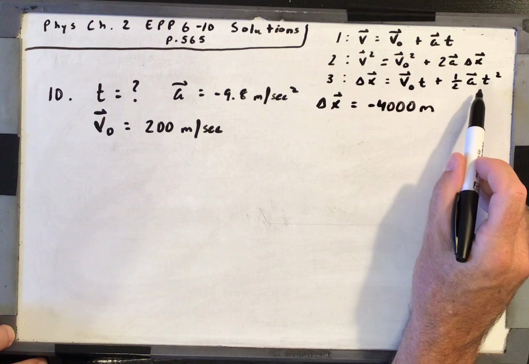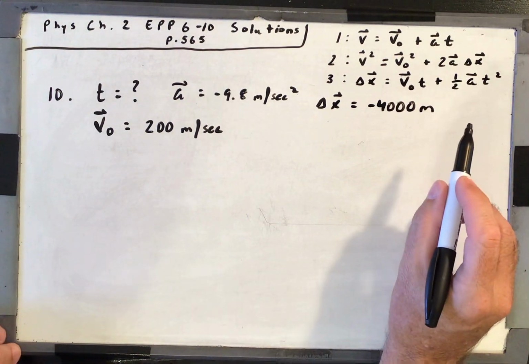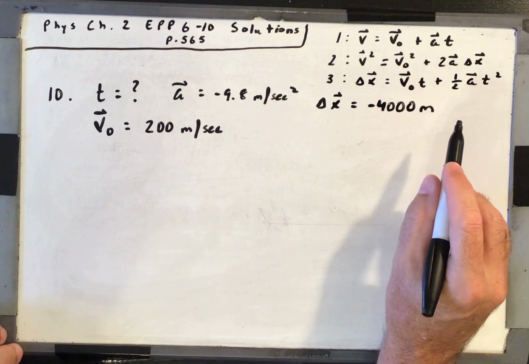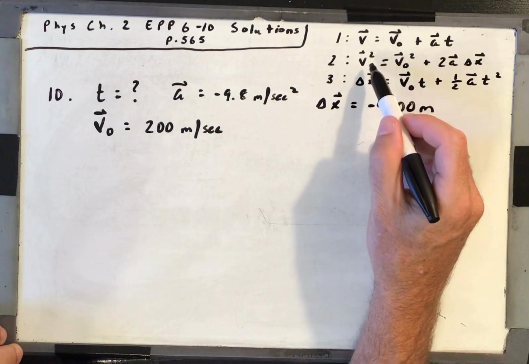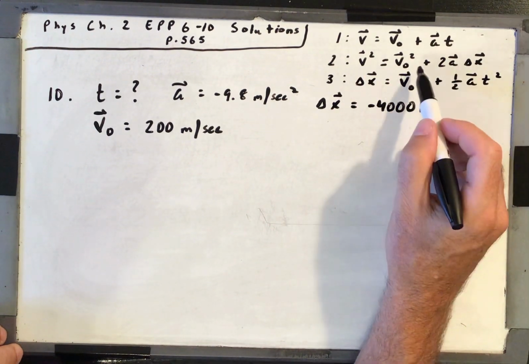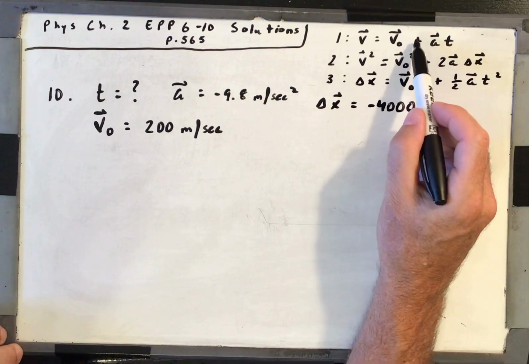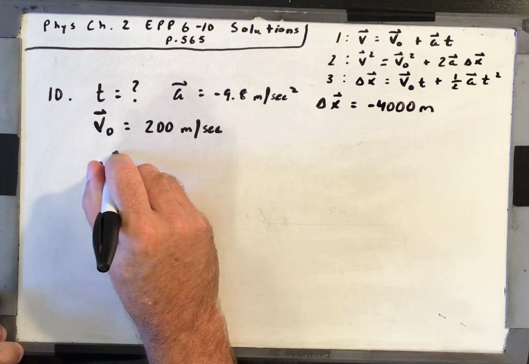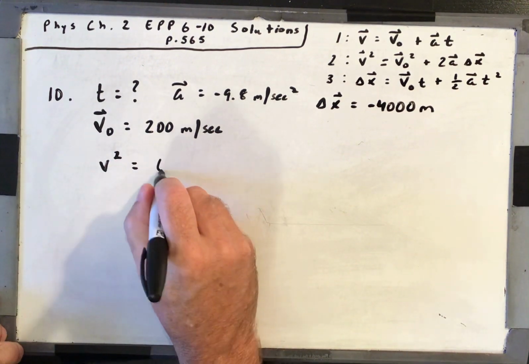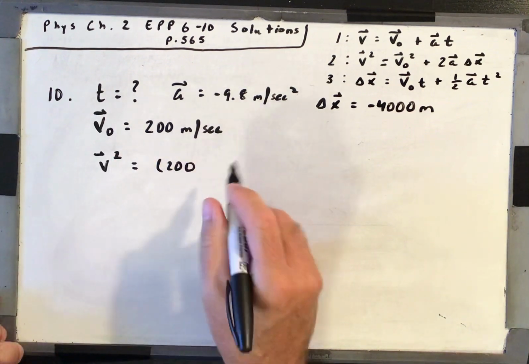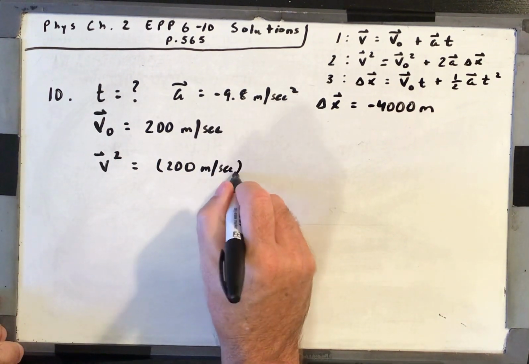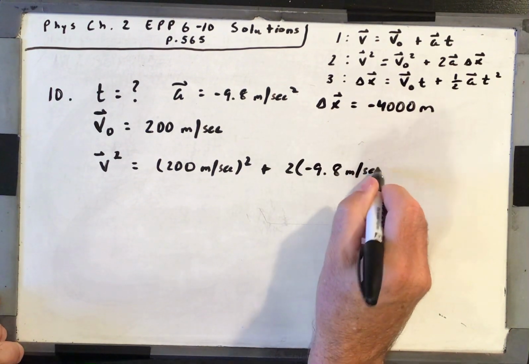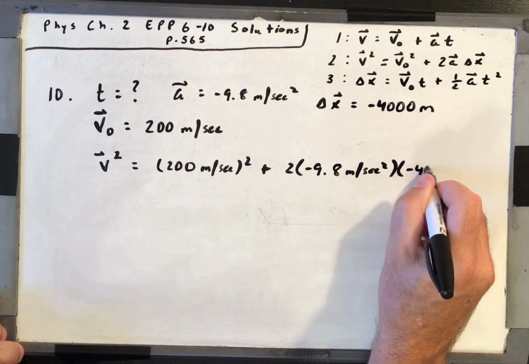All right, now if we were to put this into equation 3, we would have to use the quadratic formula. And I'm going to go ahead and do that in just a little bit. But let's say you don't like the quadratic formula. We could solve for the final velocity using equation number 2 and then plug that into equation number 1 and solve for time. So let's try that. So final velocity is equal to the initial velocity plus 2 times negative 9.8 times negative 4,000.